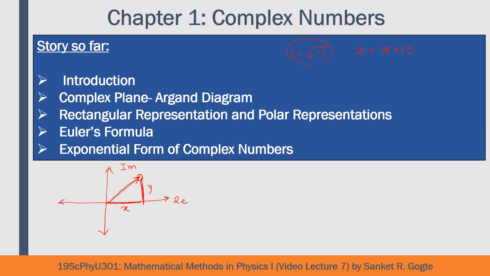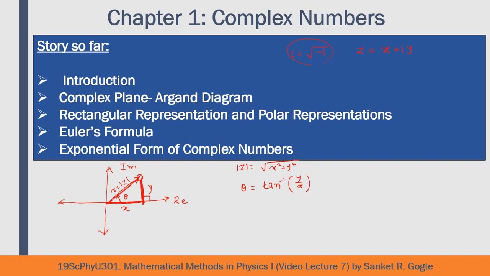This length, which joins the point and the origin, is given by mod z, which is called the modulus of the complex number, and can be calculated using square root of x squared plus y squared. This formula for modulus is immediately obtained when we consider the geometry of the triangle formed here, with sides x, y and hypotenuse r. This angle theta is called the argument of the complex number, which is the rotational angle made by the line joining the complex number and the origin with the positive real axis, and it is calculated by the formula tan inverse of y by x.